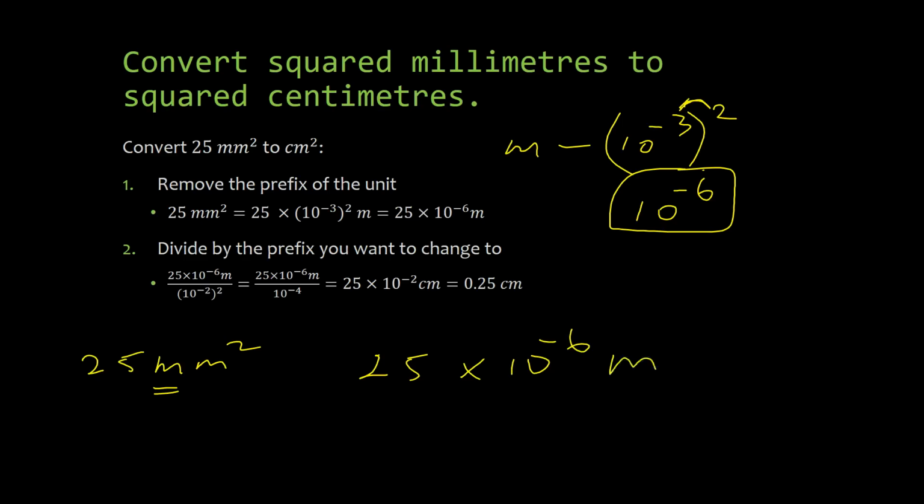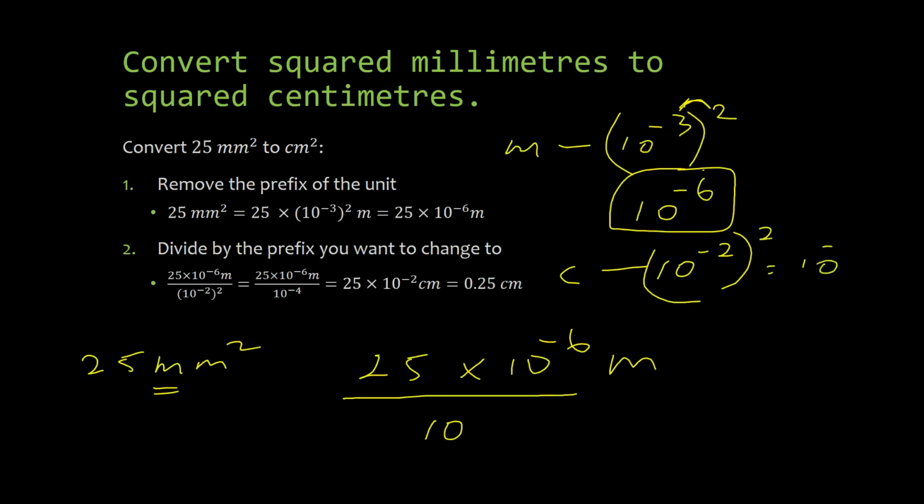Now all we have to do is simply divide that result by the power that we want to convert to. We want to convert to centi. Centi is 10 to the minus 2. Squaring centi, since we are dealing with area, will be equal to 10 to the minus 4. We have 10 to the minus 4 here. All I need to do is type these in on a calculator and I'll be able to get my answer of 0.25 centimeters.